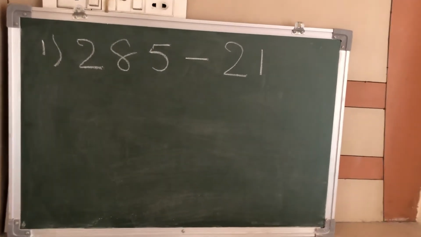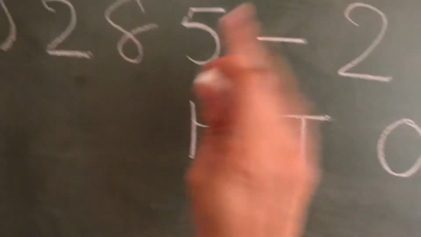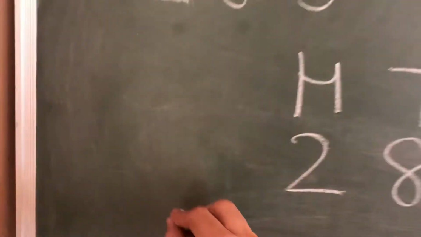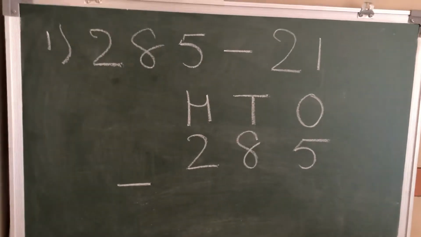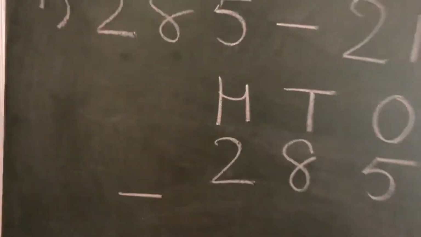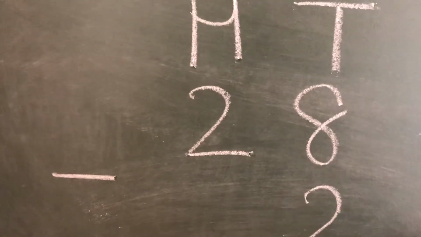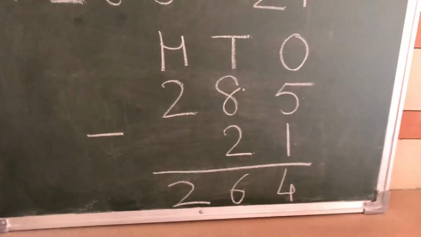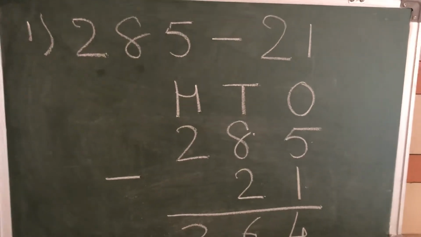How am I going to write this? So hundreds, tens, ones. Simple. Now 285 is very simple. So a bigger number will always come up. Okay, subtraction sign. Now where will I write this number? This is a 2-digit number. Yes. So only tens and ones place. So the number will come here, 21. That will be 5 minus 1 will be 4, and 8 minus 2 will be 6. 264 is the answer. Simple. Only arranging it in proper place is very important.